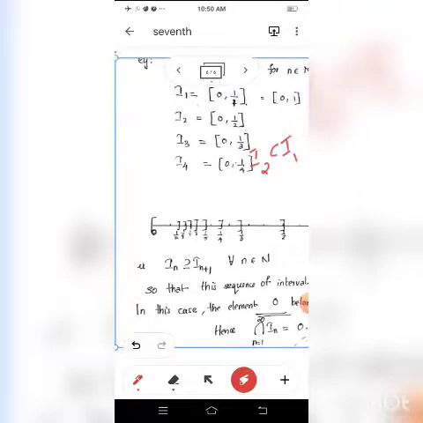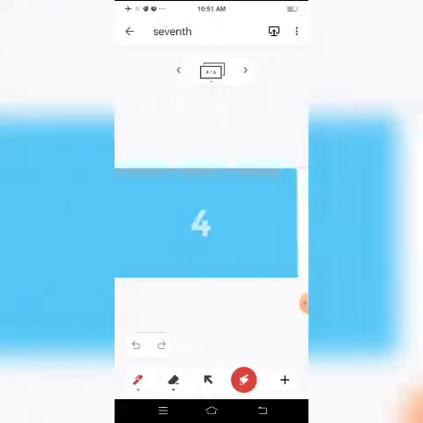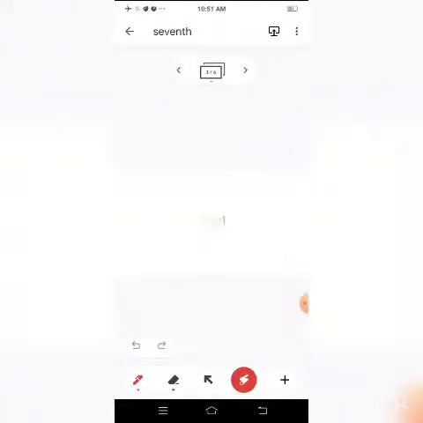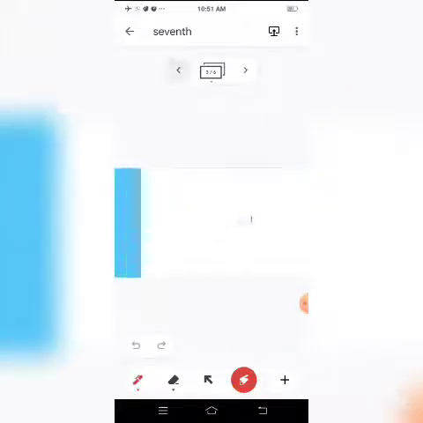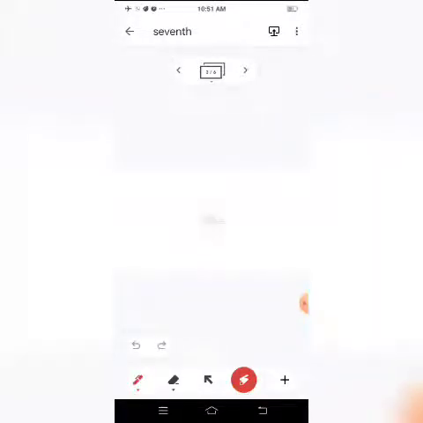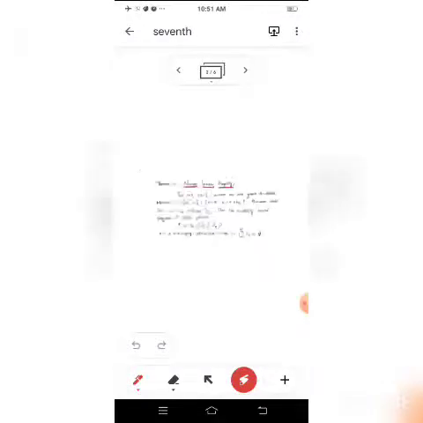Hence, the intersection of all these intervals, the intersection of n equal to 1 to infinity of In, is equal to 0. Hence, a set is non-empty if the sequence is nested. If we find a nested sequence of intervals, there exists a common element for these intervals. That property is the nested interval property. Now, look at the statement of the nested interval property.